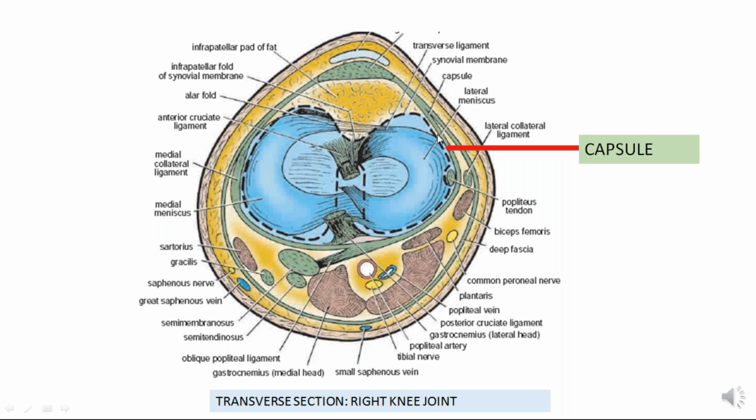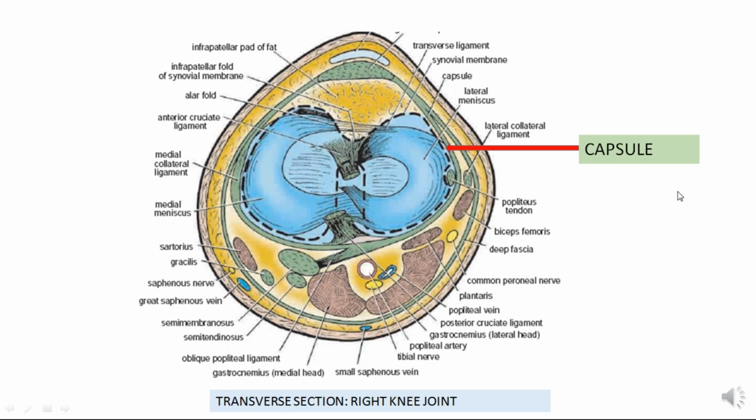And so the capsule is deficient anteriorly, and from the margins of the ligamentum patella, these are the medial and the lateral patellar retinacula, which strengthen the capsule. Now the capsule is all along the articular margin. You can see this is the articular margin of the lateral tibial condylar area. So this is the capsule on the lateral side of the tibial condyle along the articular margin.